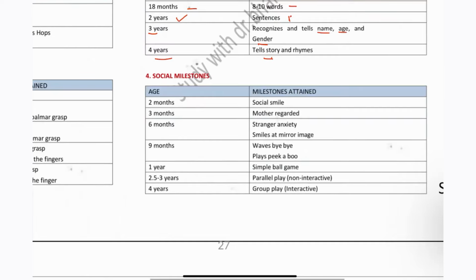Social milestones. 2 months, social smile. 3 months, mother regard. 6 months, stranger anxiety. 9 months, waves bye bye and peekaboo. 1 year, the child will play a simple ball game. 2.5 to 3 years, parallel play, and 4 years, group play.